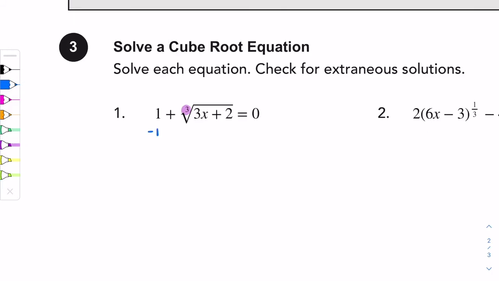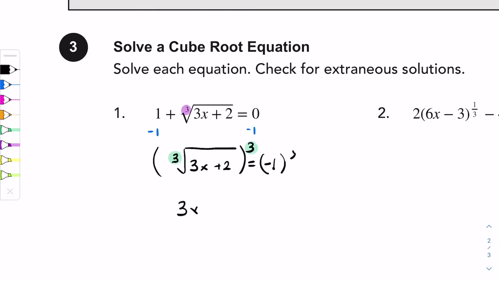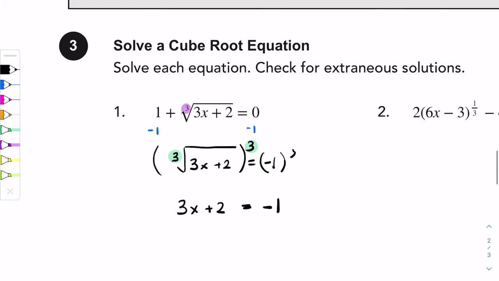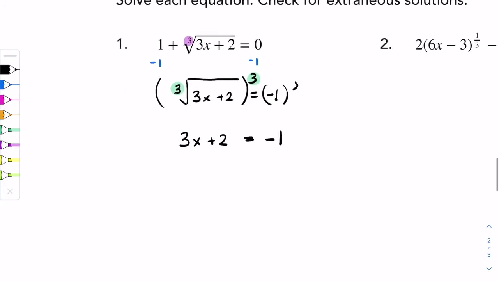So I'm going to subtract 1 from both sides. This gives me the cube root of 3x plus 2, and this is equal to -1. At this point, I'm going to cube both sides, and again, I cube it because it's a cube root. On the left, I have 3x plus 2, and on the right, I have -1 times -1 times -1, which is -1. Subtract 2 from both sides, 3x equals -3, divide both sides by 3, x equals -1.